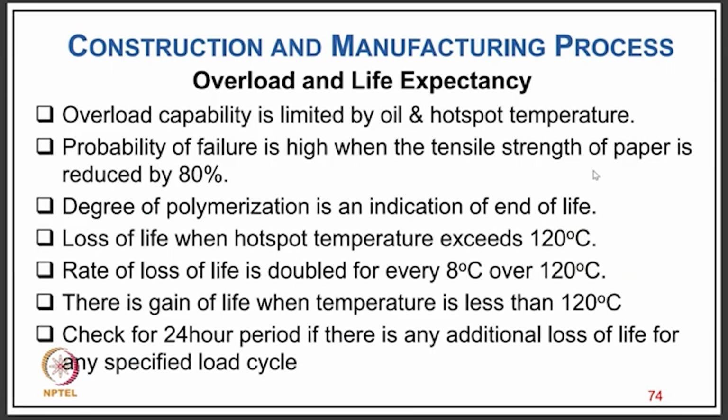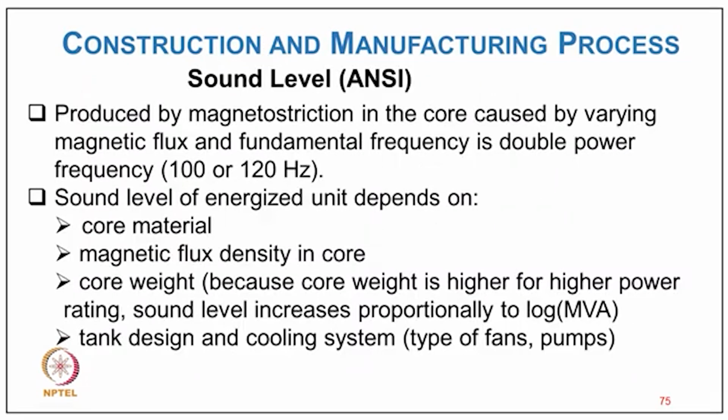Now coming to overload and life expectancy. The overload capacity is limited by oil and hot spot temperature, and the probability of failure is high when the tensile strength of paper is reduced by 80%. The degree of polymerization is also an indication of end of life. There is loss of life when the hot spot temperature exceeds 120 degrees Celsius, and the rate of loss of life doubles for every 8 degrees over 120 degrees. There is a gain of life when the temperature is less than 120 degrees, and check over a 24 hour period if there is any additional loss of life for any specified load cycle, because sometimes the load cycle is also changing a lot on the transformer.